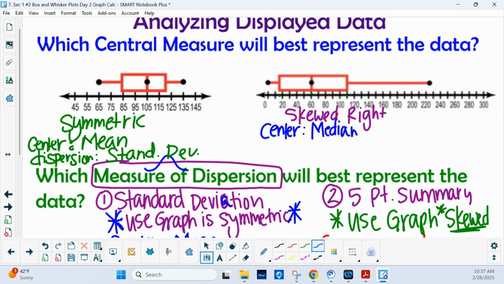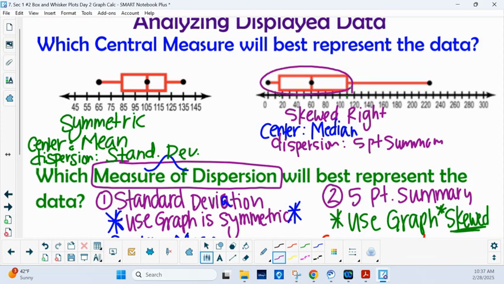And then we just learned that the measure of dispersion to use with that is going to be the 5-point summary. Because your 5-point summary does have 3 medians in it. And it will show you that display, and it will show you where most of the data actually is, not the long whisker. Okay, so those are what we're going to be doing.